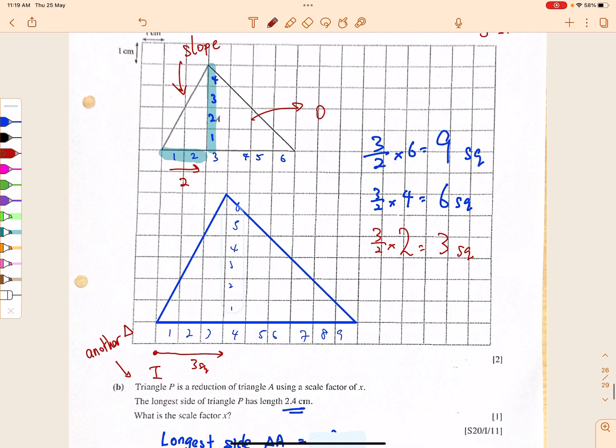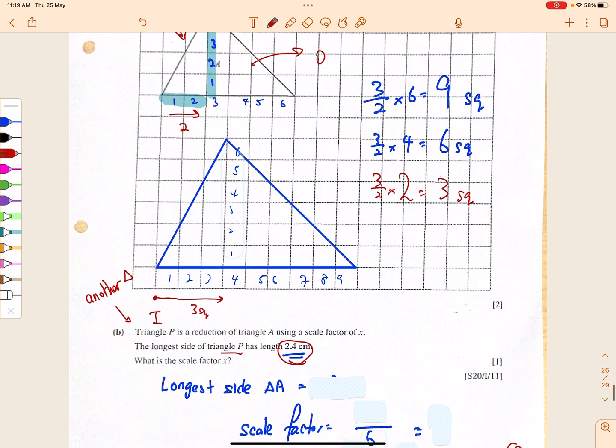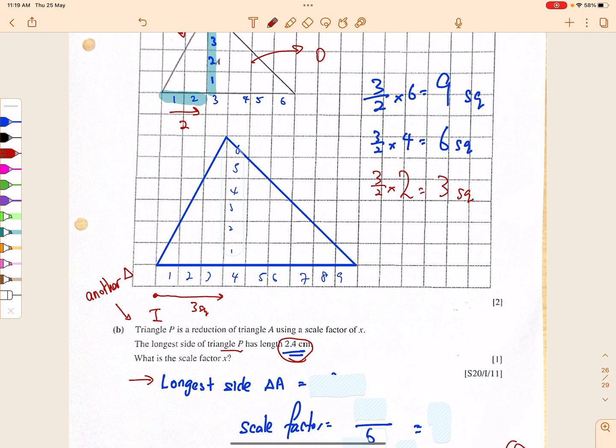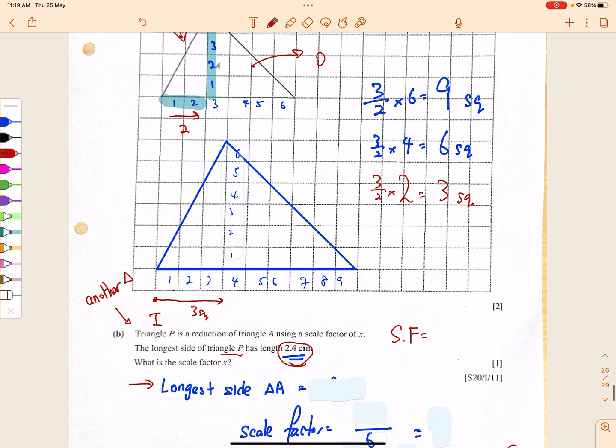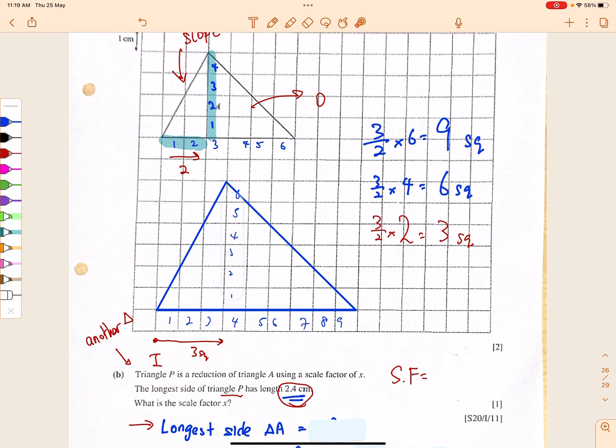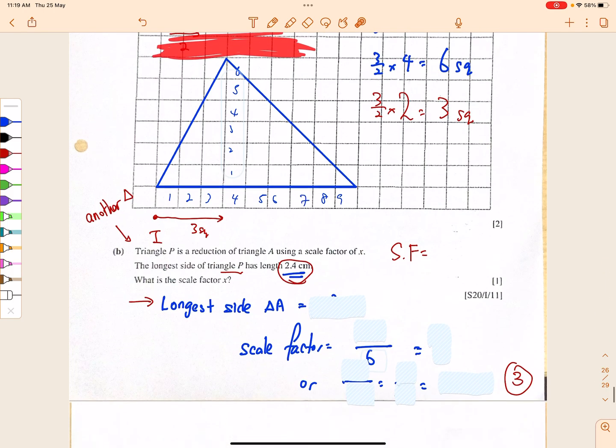Then it says the longer side of this P is 2.4. So since I take the longer side of triangle P, I must then compare the longer side of triangle A, right? So that's how I find the scale factor. So looking at these 3 lengths, out of these 3 lengths, this bottom length here should be the longest. So if I go by units, I will accept 2 types of answer.